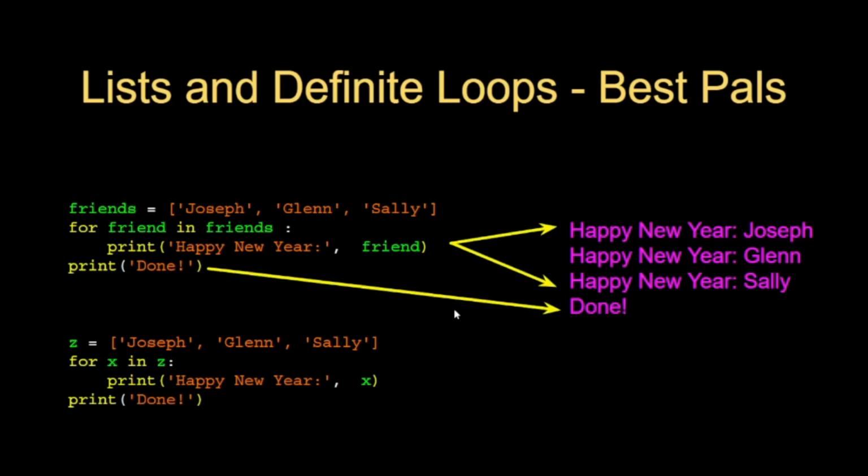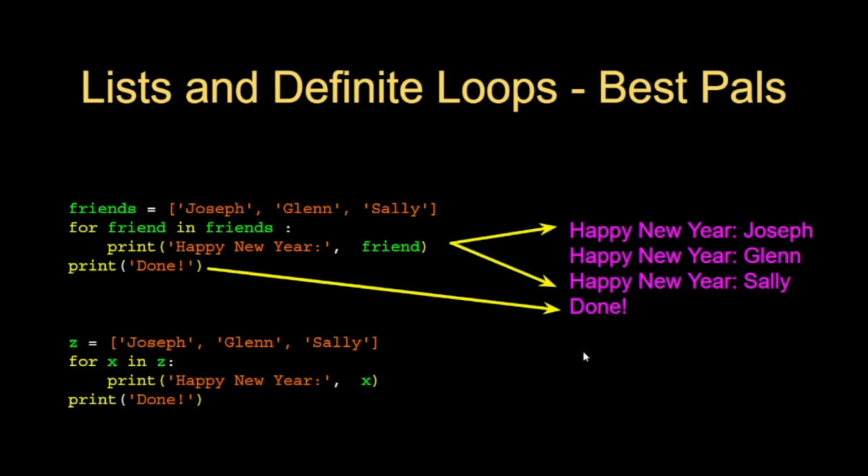And in this example, you can also change the naming convention of the list. Let's suppose I have named this list as the letter Z, and then we are executing everything in the for in loop, for x in Z. That means x is every value in the list Z. For the 0th index the x value will be Joseph, for the first index the x value will be Glenn, and for the second index the x value will be Sally. So each time the for loop will print happy new year Joseph, happy new year Glenn, and happy new year Sally, and after the for loop is executed it will print done. So this was the whole overview of lists and the for in loop.